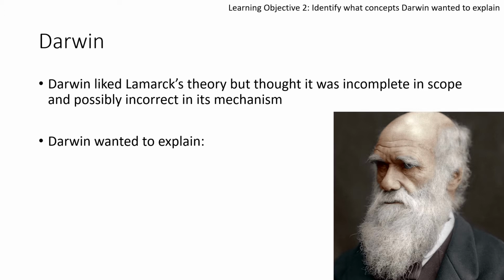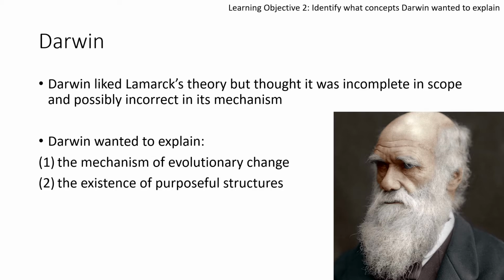So along came Darwin, and he really liked Lamarck's theory, but he did think it was incorrect in scope, and he thought the mechanism, that whatever changes an individual had in their lifespan they passed on to their offspring, was incorrect. So what he wanted to do was explain that mechanism. What mechanism was causing evolutionary change?